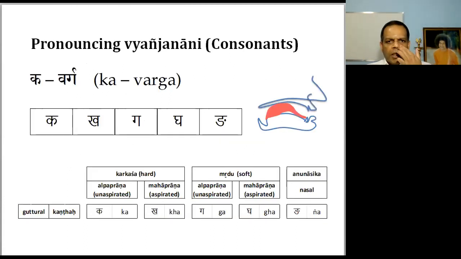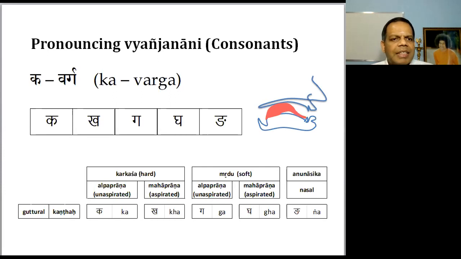So I had touched the Ka Varga, so there are 5 Vargas. Varga means one category, or a group, you could say, of sounds. So they are classified into 5 Vargas. Okay, they are called Vargiya Vyanjanani. That means those are consonants of a certain class of sounds.